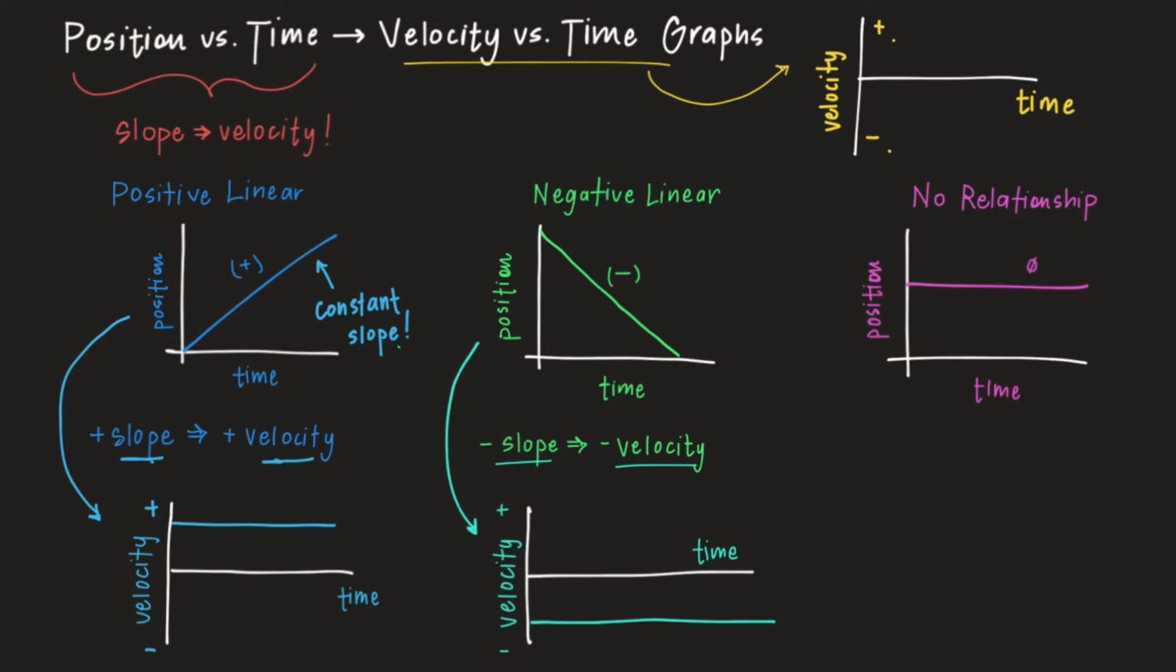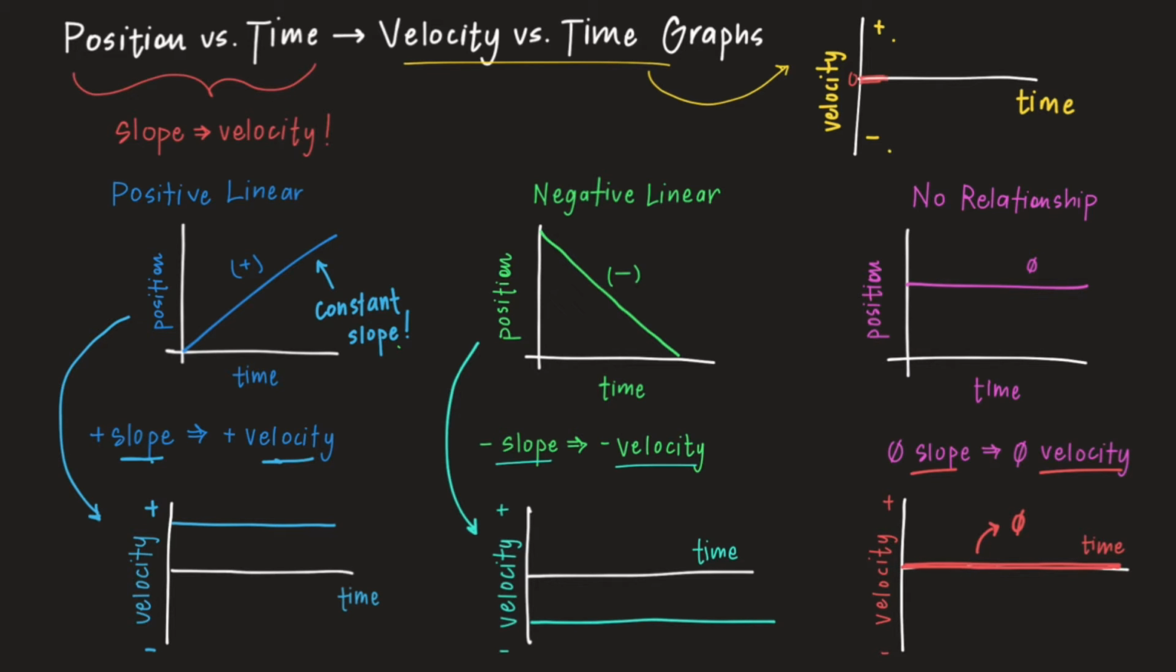If we have no relationship, that means we have no slope. It's a zero slope, so if we have a zero slope, that means we have a zero velocity. So if we translate that to a velocity versus time graph, well, we have a positive side and we have a negative side, but we also have zero, right? Our zero line is our x-axis. So if our velocity is zero, right, because we're not changing position over time, we have a constant zero slope, constant zero velocity. So that's what my velocity versus time graph is going to look like. My velocity is zero because my slope is zero.